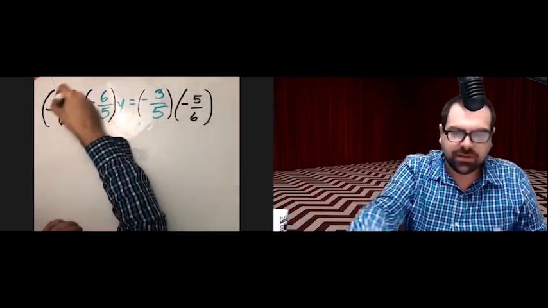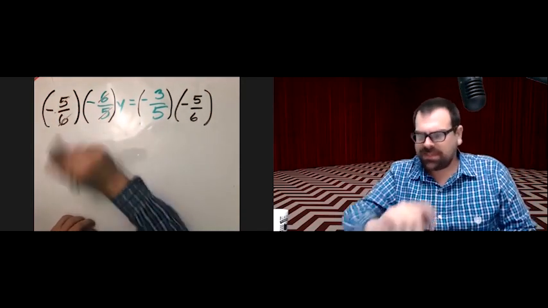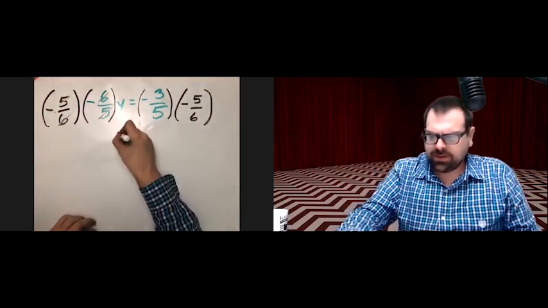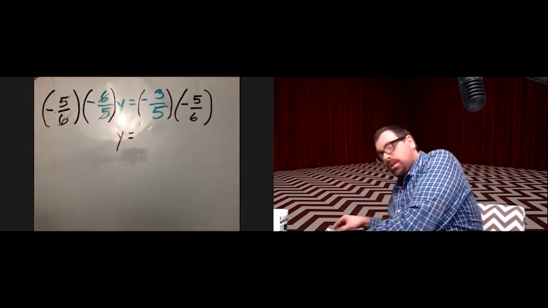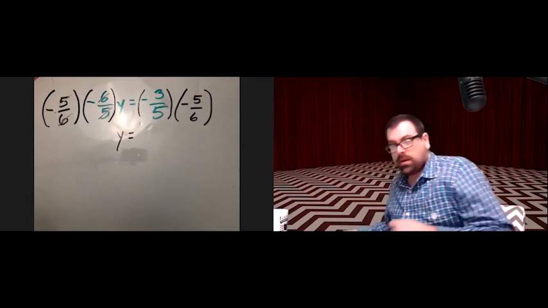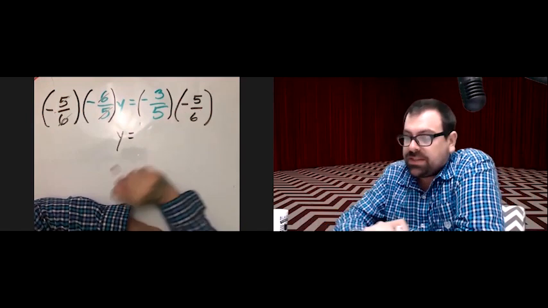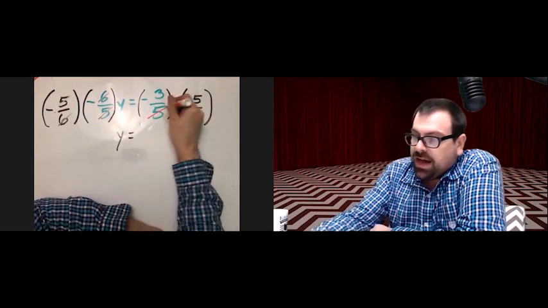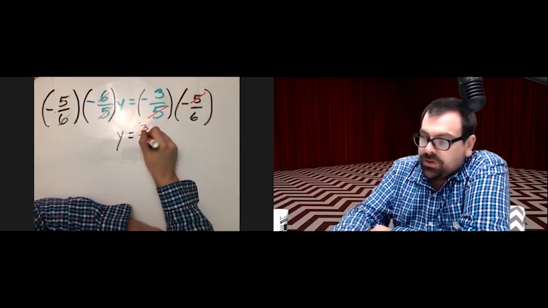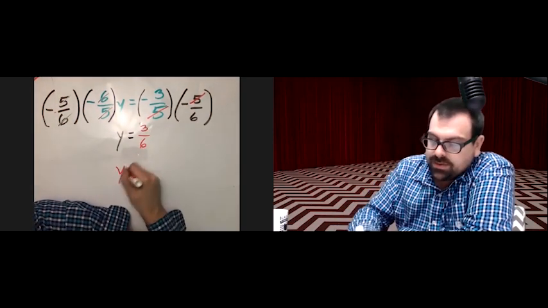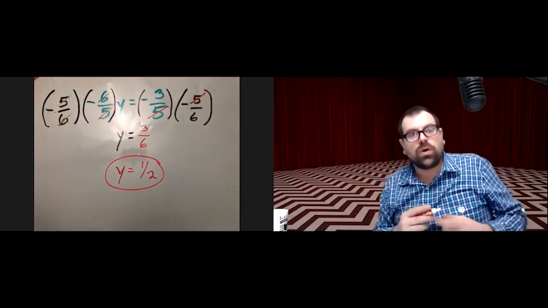On the left, 5's cancel, 6 cancels. Negative times negative is positive. So we're just left with the y. On this side, again, negative times negative is positive. The 5's cancel. So we're just left with 3/6, which is 1/2.